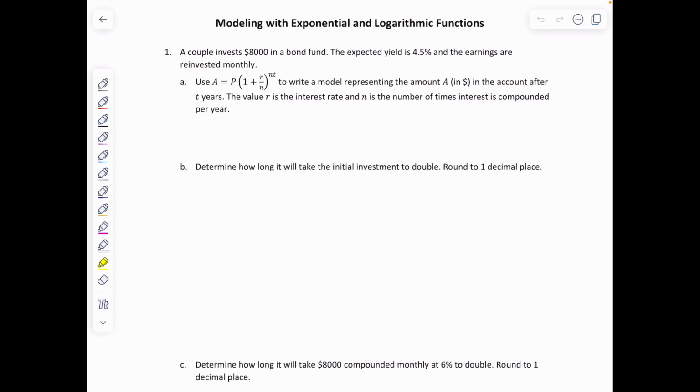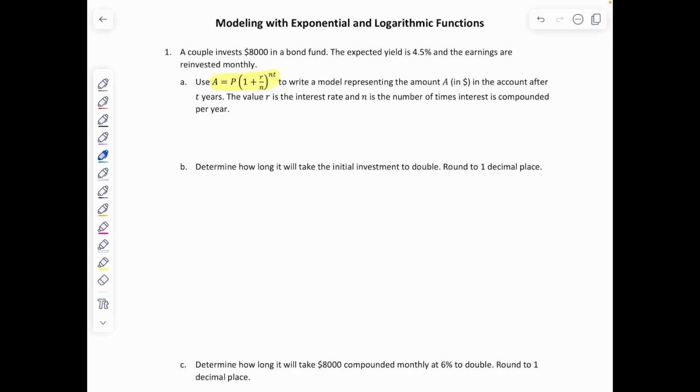Part A. Use the formula A is equal to P times 1 plus R over N to the N times T to write a model representing the amount A in dollars in the account after T years. The value R is the interest rate and N is the number of times interest is compounded per year. Okay, so we have seen this formula before. We know that P stands for principal, which is the initial amount, whether it is an investment or a loan, but it's the amount at the beginning.